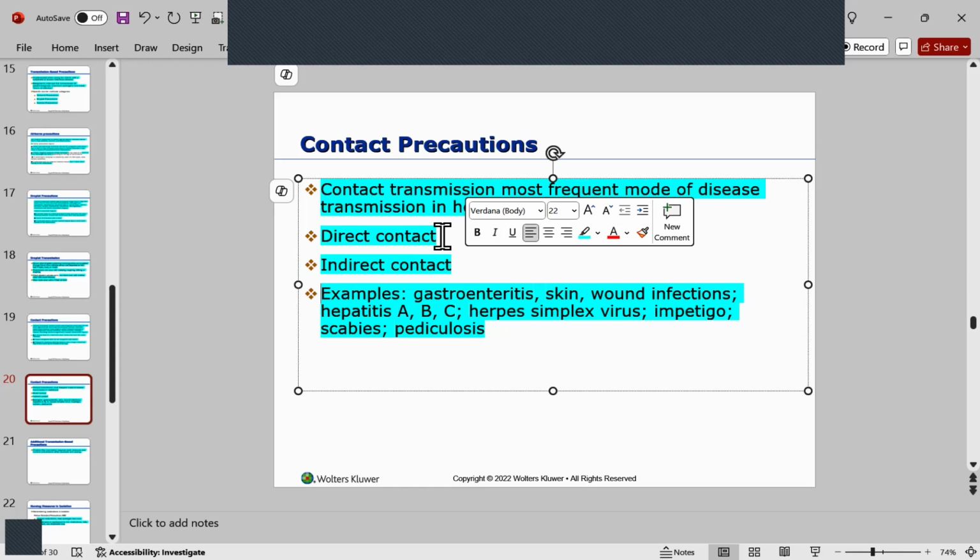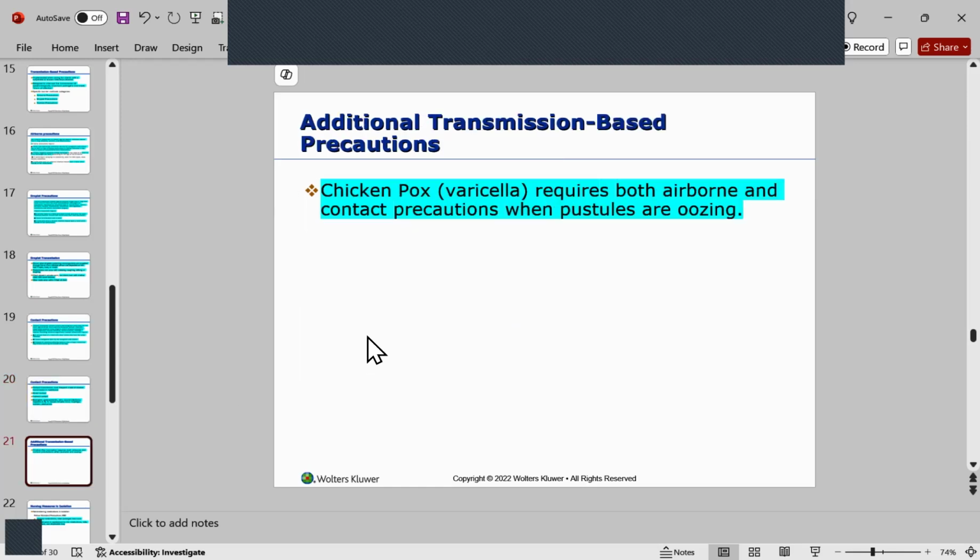Things like gastroenteritis and skin and wound infections, the hepatitis, the herpes, and we talked about that, and pediculosis, which is lice. Okay. Now, understand that varicella is part of MTV.